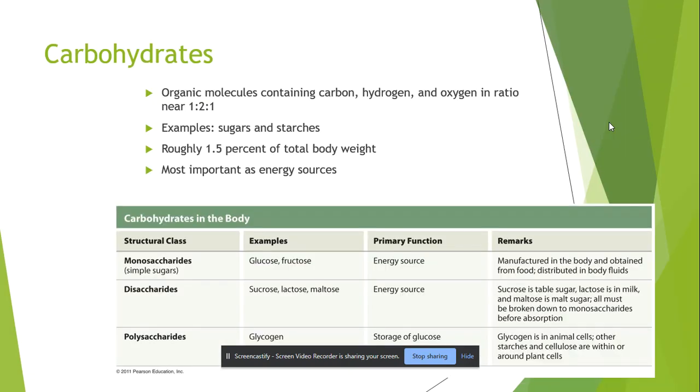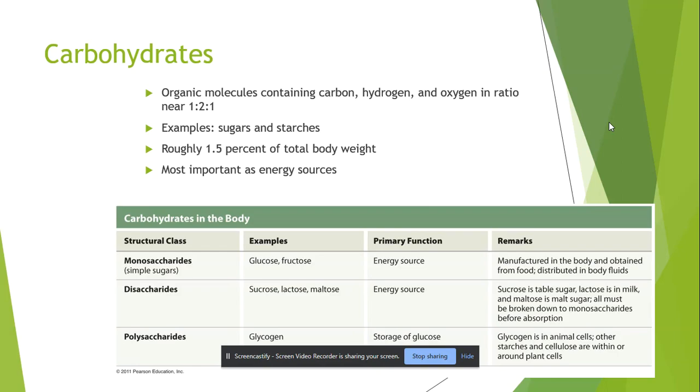First up is the carbohydrates, and these are organic molecules, as we already discussed, containing hydrogen, carbon, and oxygen in a ratio that's generally 1 to 2 to 1. Examples of carbohydrates are going to include sugars and starches, sugars being usually a simple carbohydrate, and starches being more complex, and these are roughly 1.5% of the total body weight and serve mostly as important energy sources. They allow for quick energy usage in the body.